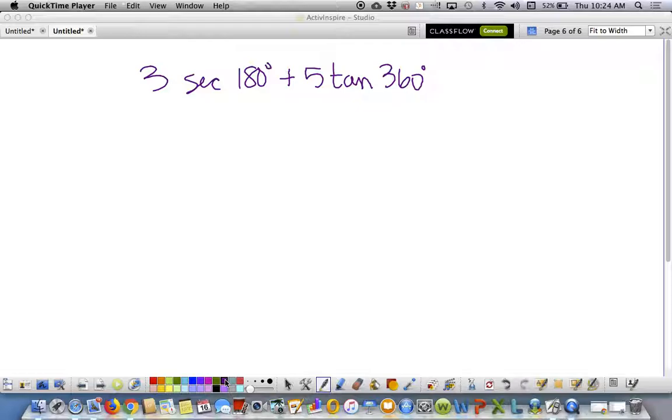I would rather you not plug it in your calculator. I want to see what you get for it. Because there are going to be times that you are not allowed to use your calculator. You should not, and I will tell you not to sometimes. You need to be able to do this.